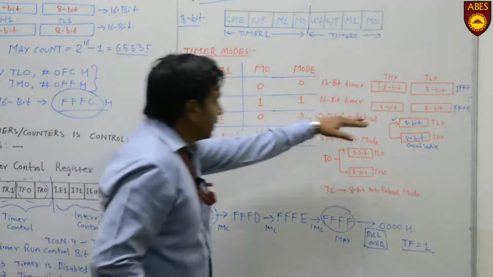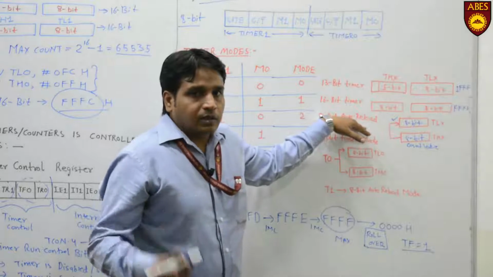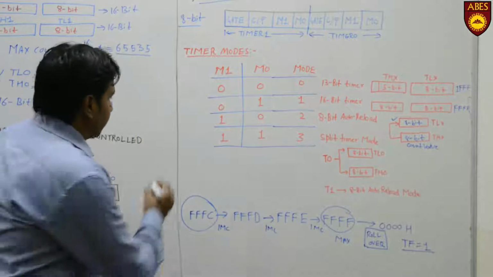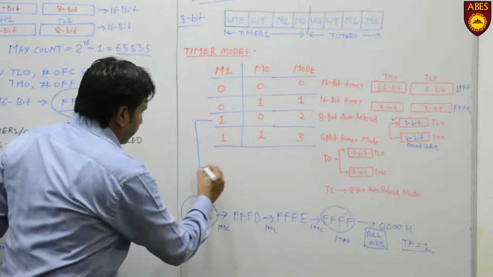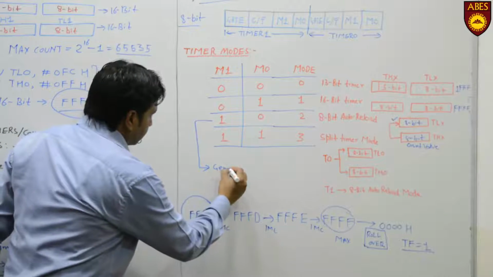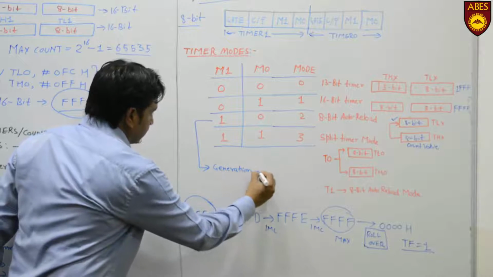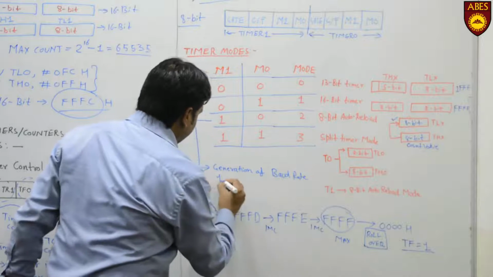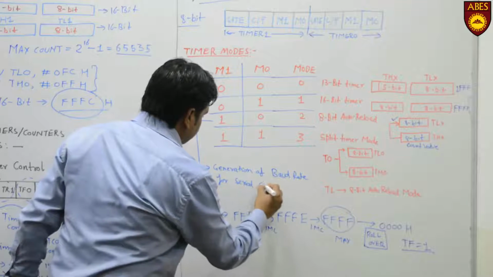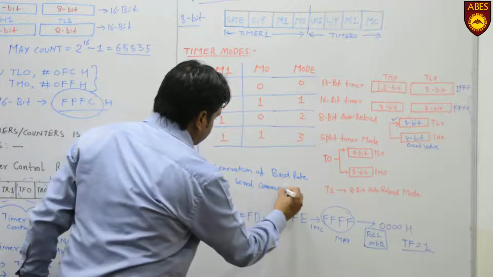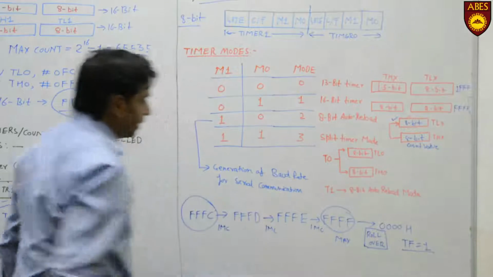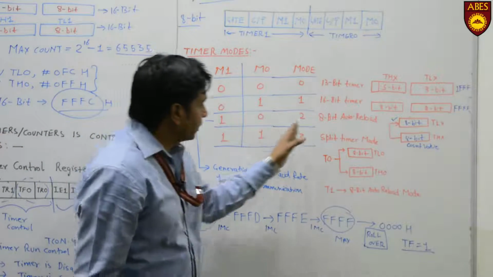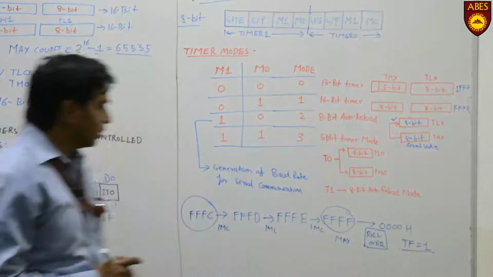So this is an added advantage. It reduces the complexity of the program, saves the length of the program, and it is a special function also. It is used for generation of baud rate for serial communication. So if we want to generate the baud rate for serial communication, we will use the timer in mode 2, that is the 8-bit auto reload mode.